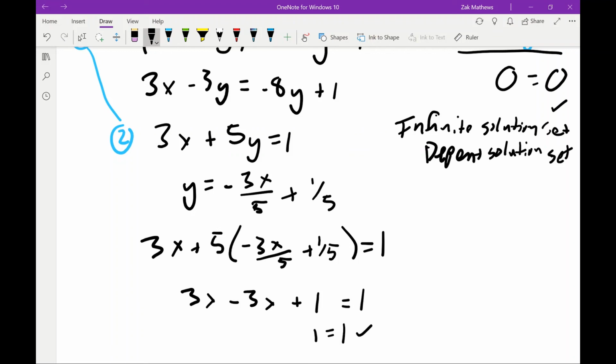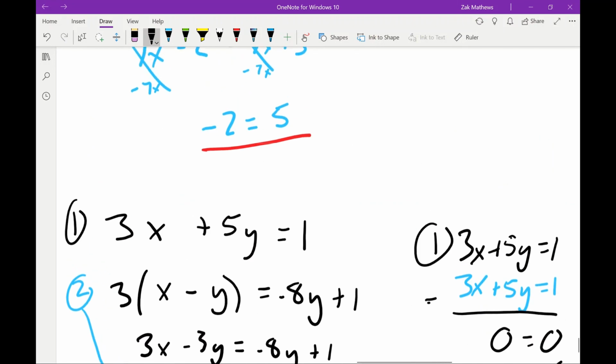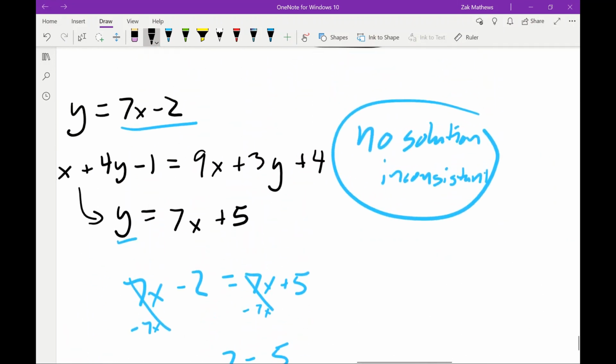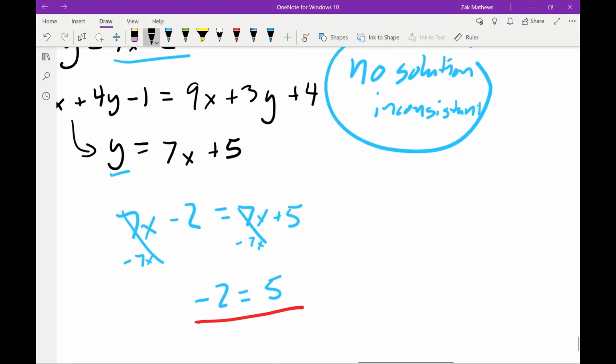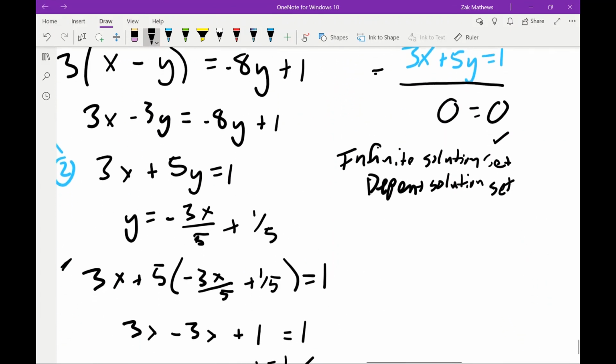So it doesn't matter if we use substitution like we did here, or if we use elimination like we did the first case. If those variables drop out and we're left with a true statement, we have an infinite solution set or dependent solution set. If the variables drop out and we have an incorrect or false statement, there are no solutions.